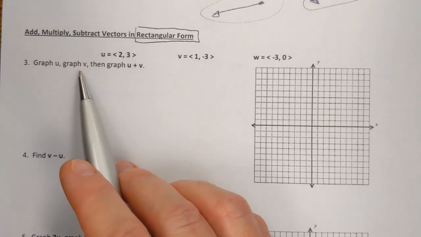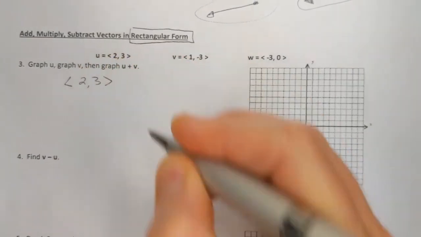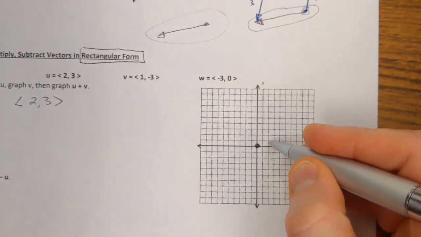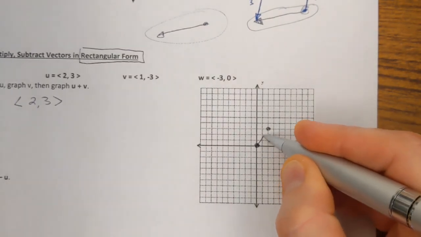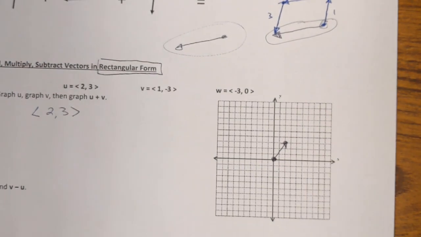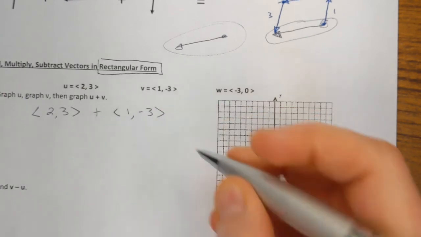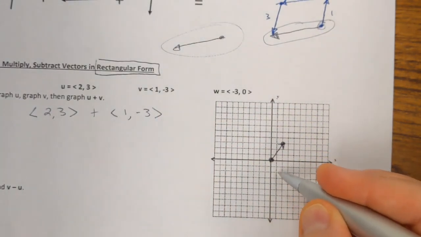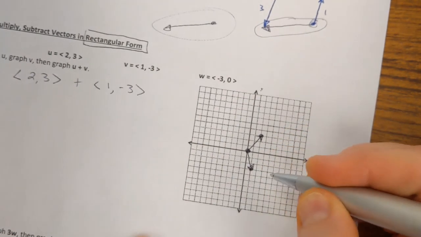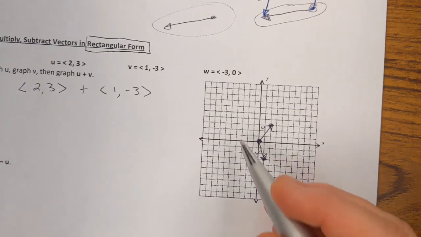This example says graph u, graph v, then graph u plus v. Well, u is (2, 3). Let's go ahead and graph that. It would start at the origin and go to (2, 3). So you can see my first vector goes up into quadrant 1. And then vector v is (1, -3). So in rectangular coordinates, that'd be a 1, and then down negative 1, negative 2, negative 3. Here is vector u, here's vector v, so it's going down here to quadrant 4.